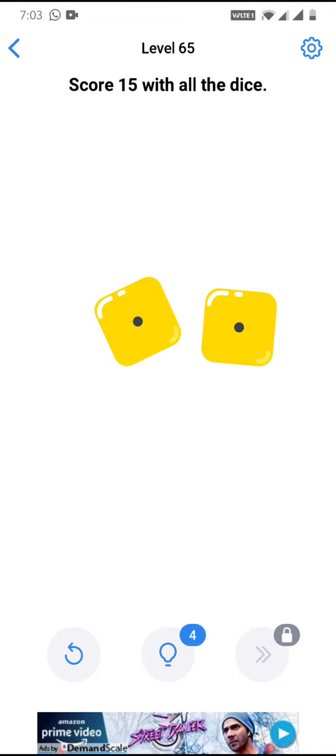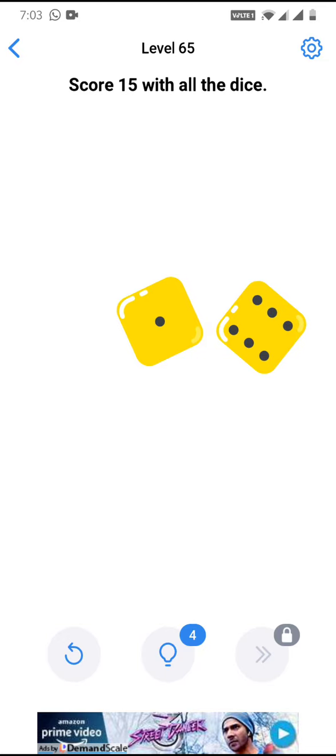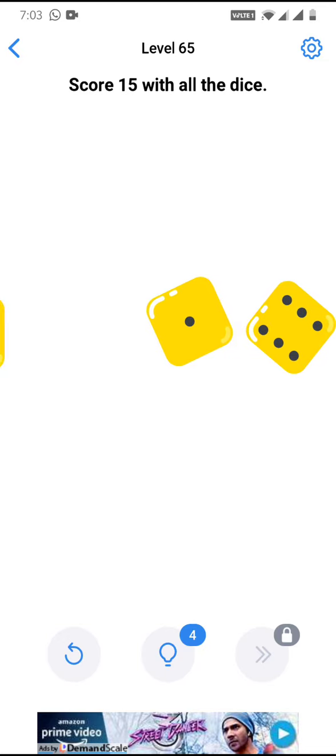So firstly I'm tapping on the right dice. And the number is 6. I leave it at 6. So tap on the second dice now. So I leave it at 3 because 6 plus 3 is 9.